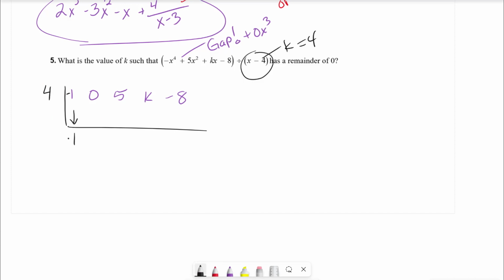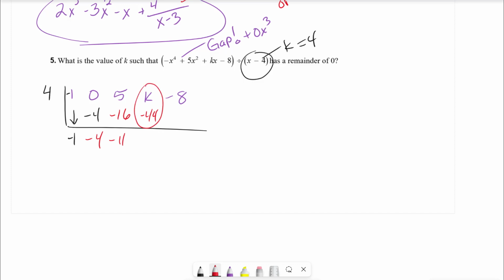Clean up a little bit here. Negative 1, and then that gives me negative 4 when we multiply those two. Add these two terms. 0 plus negative 4 gives me negative 4. Multiply. 4 times negative 4 gives me negative 16. Combine. Add them together. 5 plus negative 16 gives me negative 11. Multiply. 4 times negative 11 gives me negative 44.